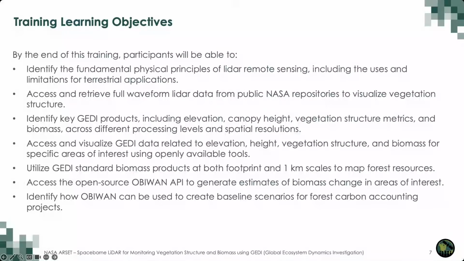Fifth, utilize GEDI standard biomass products at footprint and 1 kilometer scales to map forest resources. Sixth, access the open source OB1 Application Programming Interface, or API, to generate estimates of biomass change in areas of interest. Finally, seventh, identify how OB1 can be used to create baseline scenarios for forest carbon accounting projects.